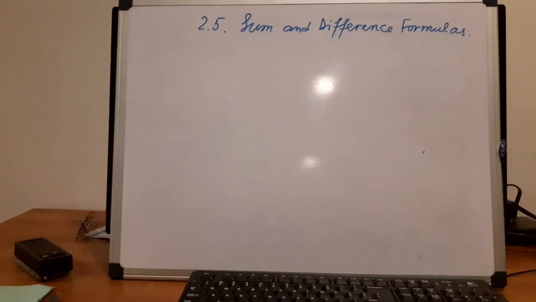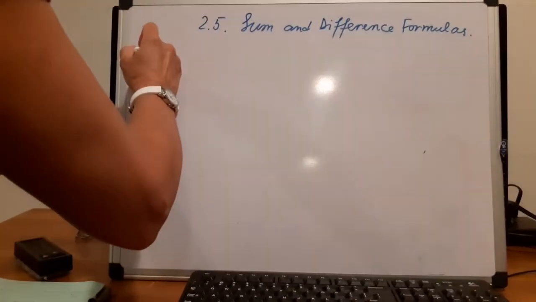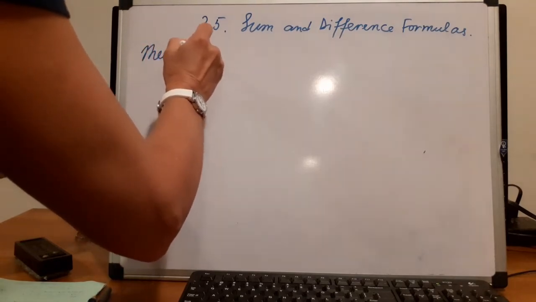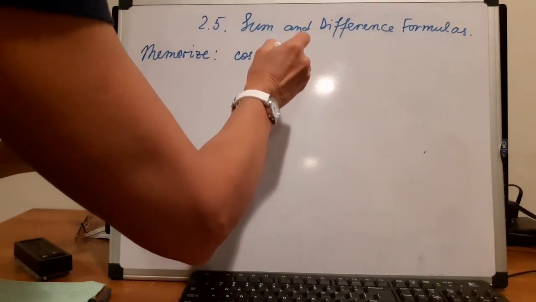So we are going to start with formulas to memorize. I'm going to ask you to memorize the formula for cosine of alpha plus beta.